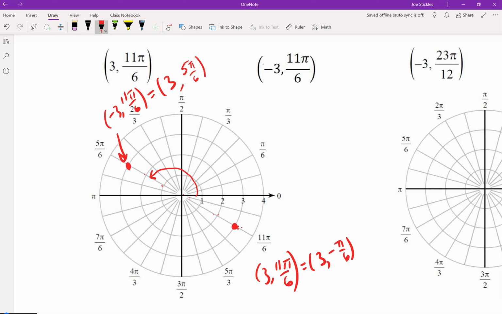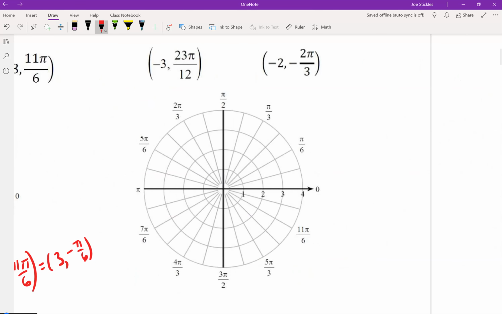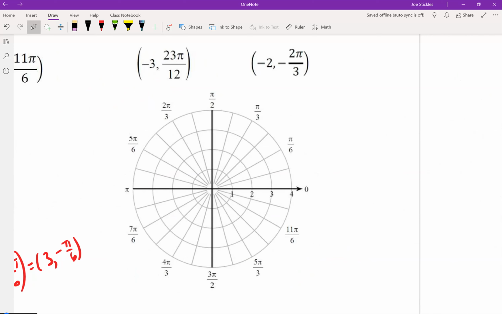All right, we're going to practice more of these as we go along. All right, let's look at the next example. Let's plot the first one. I'm going to go through it both ways again like I did the previous one. Let's do backward. This is the pole. Negative 3 goes backward. 1, 2, 3.